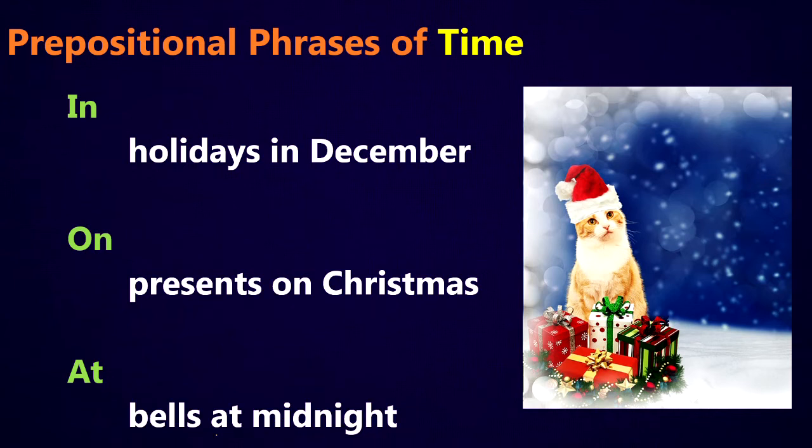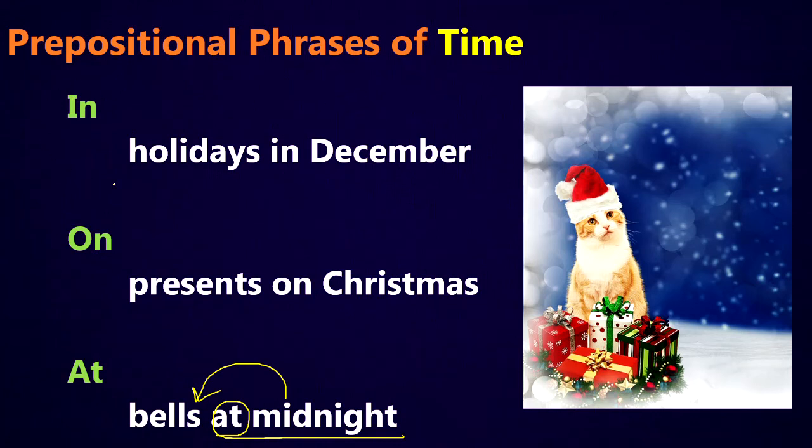And at. So at midnight is the prepositional phrase describing the bells and when the bells are playing. So just like the prepositions of space, like where something is, the in, on, and at, it's got the same idea. So in we think of as like a 3-dimensional space, on as like a flat surface, and at as like a point. Now how does this translate into time?